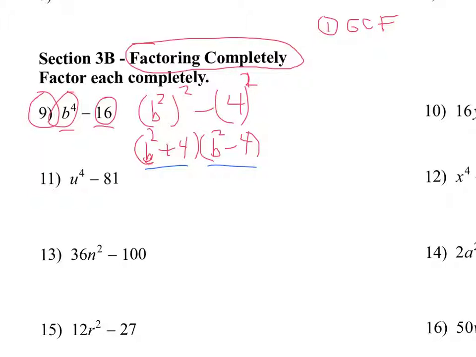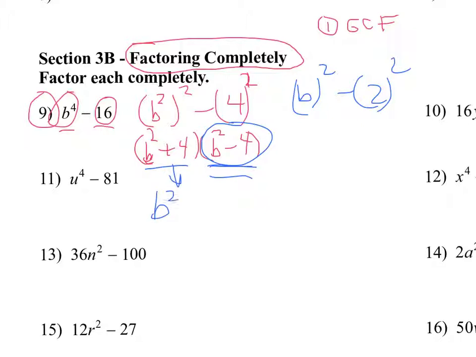Now, if you look at the first binomial there, it's b squared plus 4. That's actually a sum of two squares, and a sum of two squares is not factorable. A difference of two squares is, and if you look at this second thing, we have b squared minus 4. This is a difference of two squares. I can square b to get the first thing, and I can square 2 to get the 4. So this can be factored further. I keep going here. I just carry down my sum of two squares, b squared plus 4. Can't do anything with that.